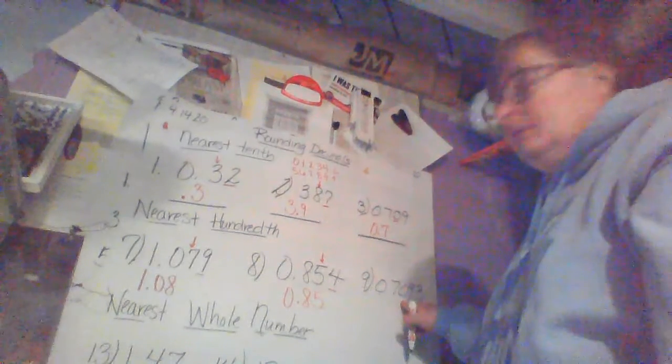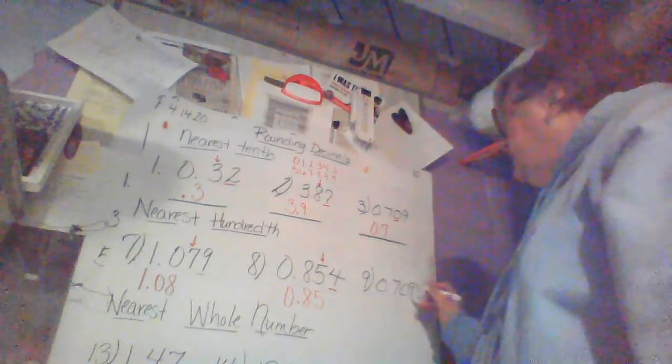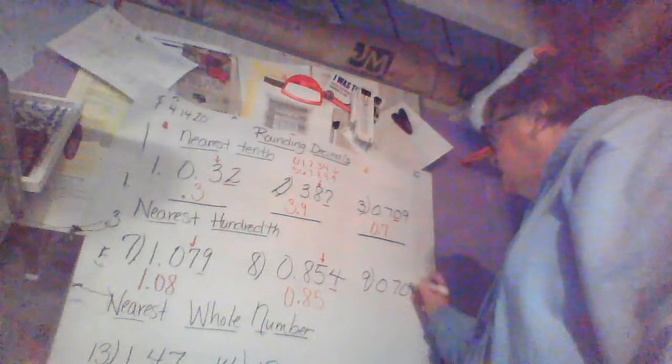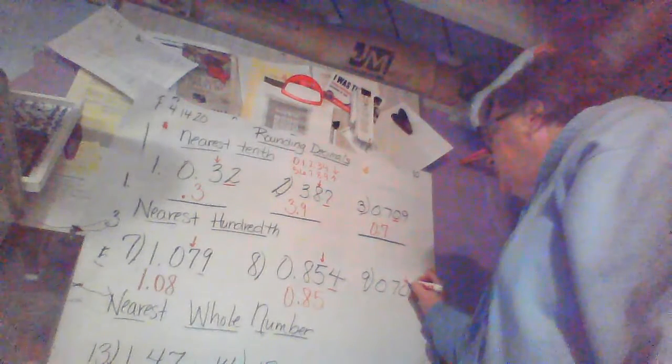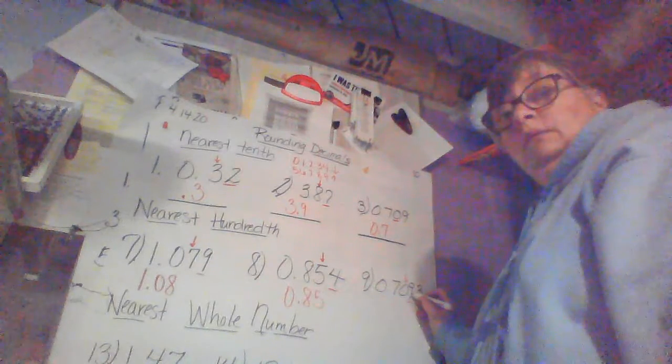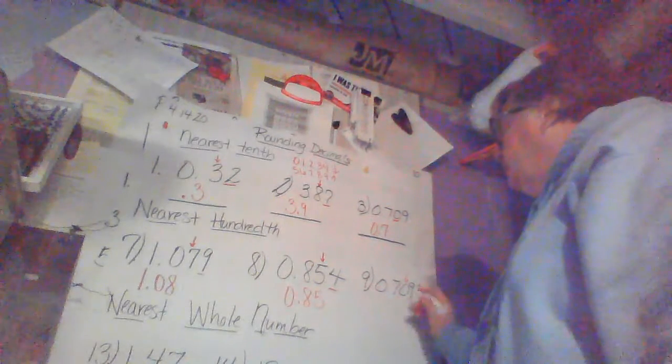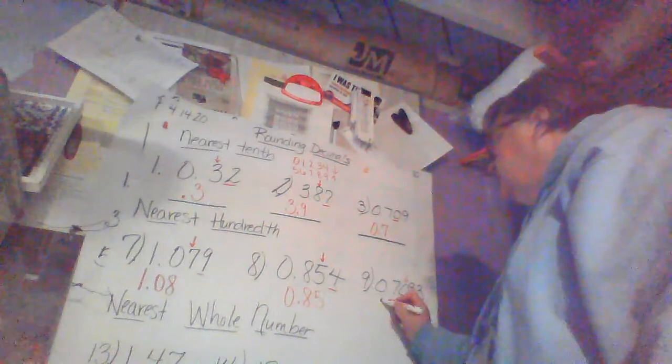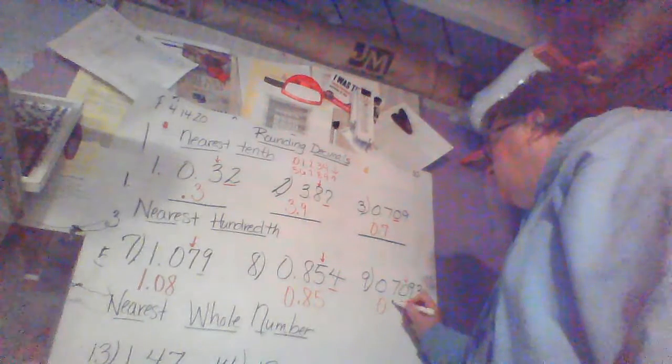And the last one, look, it's the same as this one up here, only now we're looking at this number right here. Here's our hundredths. This is our thousandths, but this is a 9. Means it's going to go up. So 0.71.